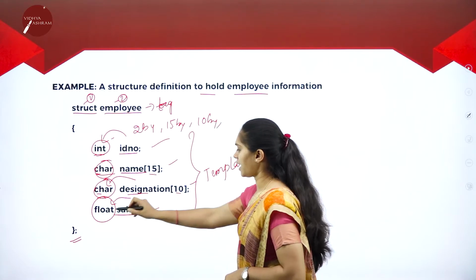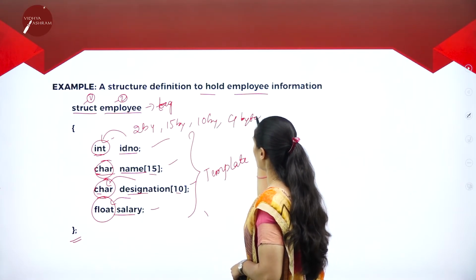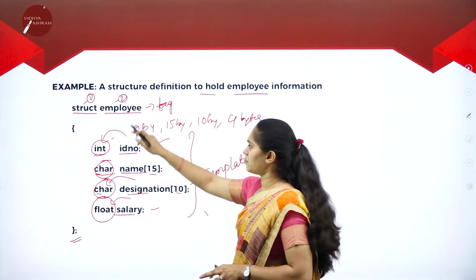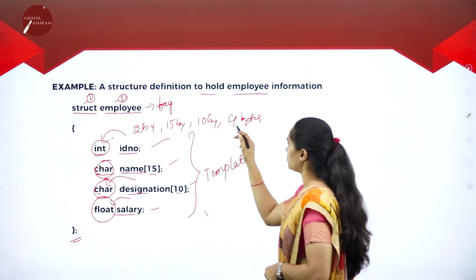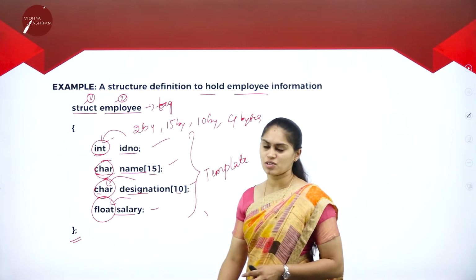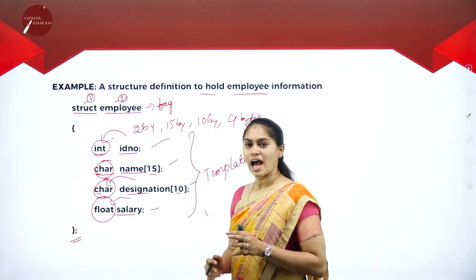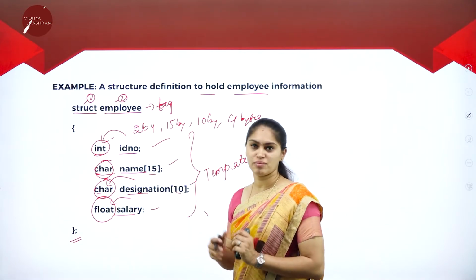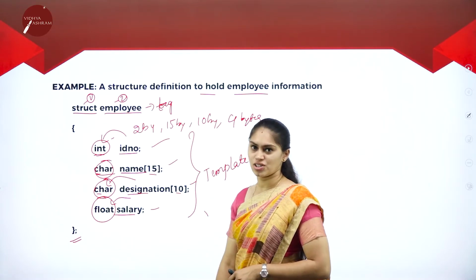Then here I have a float. So float is going to hold 4 bytes. So totally how many bytes will it hold when I am defining this structure? These many bytes. That means 17 plus 27 plus 31. So totally when I am defining this structure called employee, 31 bytes of memory will be allocated for this particular structure.